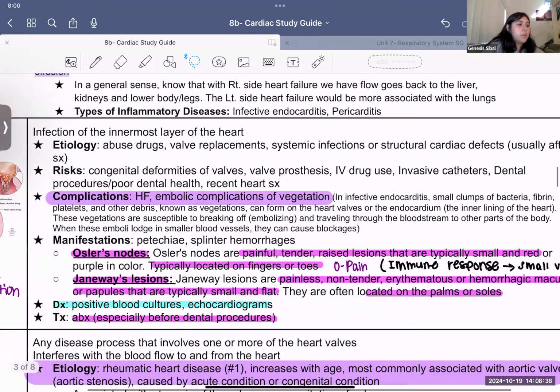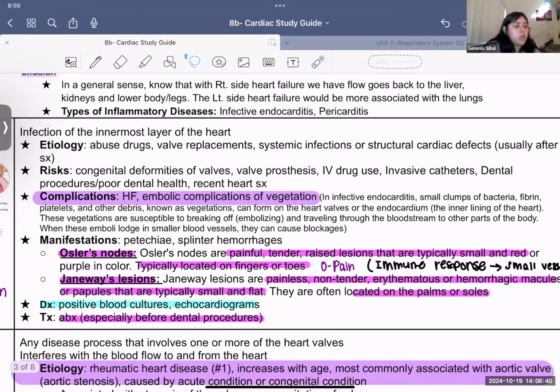Usually this can be caused through different types of things, either congenital or genetic, and then abuse of drugs, things that they're doing that are causing these things to happen. And really a big one that they note is dental procedures and poor dental health. For complications, we're worried about heart failure, obviously, because we're having infection of the heart, and now we're having inflammation, and that can lead not only to sepsis or a systemic infection, but your heart's not being able to pump, so your heart is overworking. So eventually it can lead to heart failure or chronic heart failure as well.